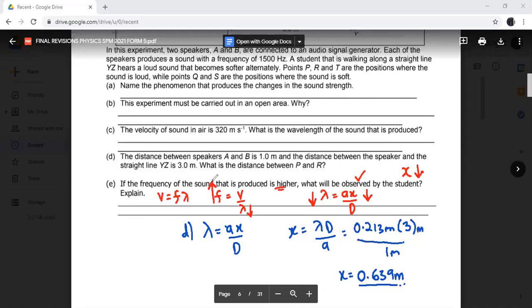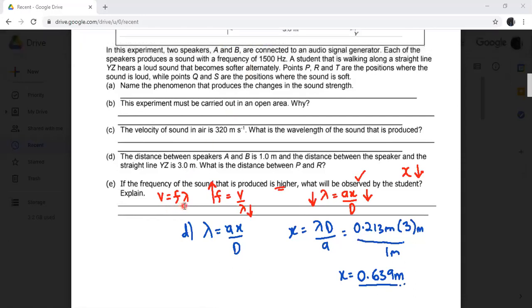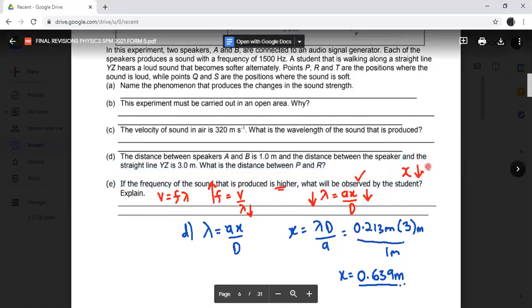As the frequency of the sound produced is higher, look here. When you have the formula speed equals frequency times lambda, when the frequency increases, the lambda decreases. So when you increase the frequency, lambda becomes shorter, and when the lambda decreases, the X distance also decreases. The question says, what will be observed? The distance between two consecutive loud sound positions decreases. Got it? All right, done.